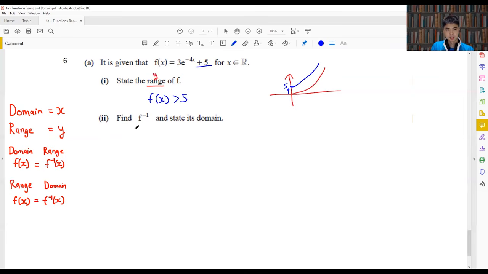Lastly, find f inverse and state its domain. Actually, we don't even need to find the f inverse. We can just state its domain. Since we know that the range of f is more than 5, the domain of f inverse will also be more than 5. And that's it, guys.